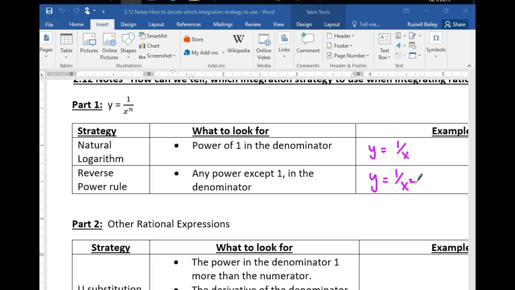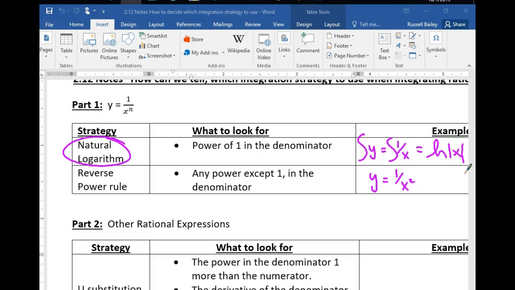And here's how it works. When it's 1 over x to the first power, that's a natural logarithm. So for instance, if I were to integrate this, I would get ln of x. That's a natural log.